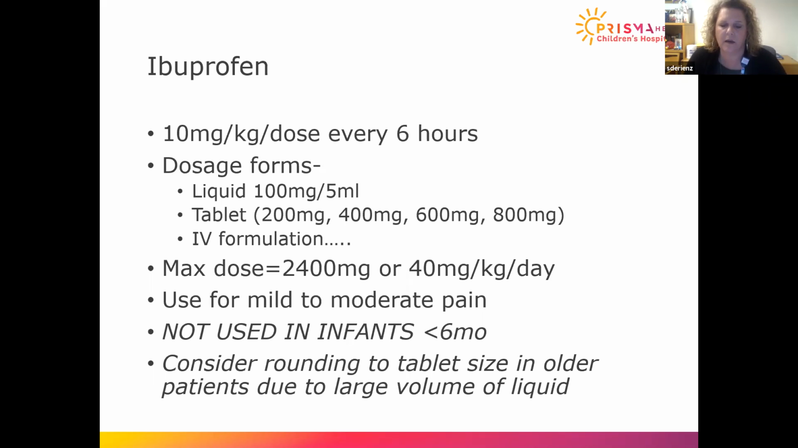Consider rounding to the tablet size in older patients, just because it can be a large volume of liquid. If you have a 50 kg patient, they're probably not going to want to take 500 milligrams of ibuprofen. That's 25 mils. Even though it does taste pretty good, just think about that when you're prescribing it, and it would be okay to round down. For example, if you had a 50 kg patient and they did not want to take liquid, it's okay to do 400 milligrams. Even though you think, wow, that's not 10 mg per kg, you'd be surprised that 400 milligrams works really well.